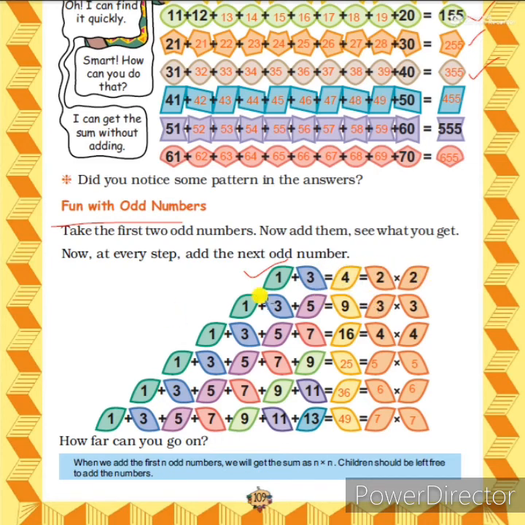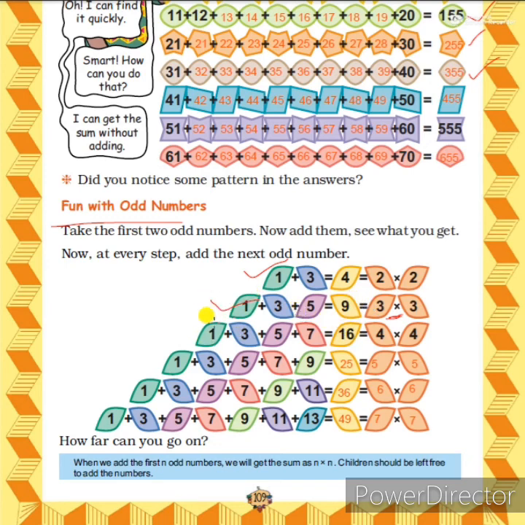Now observe the second line. In the second line, 3 consecutive odd numbers are used. That is 1, 3, and the next odd number is 5. So the total of these numbers is 9. 1 plus 3 plus 5 equals 9. So we get 9 by multiplying the same number, that is 3. 3 3s are 9. So the second line is completed.